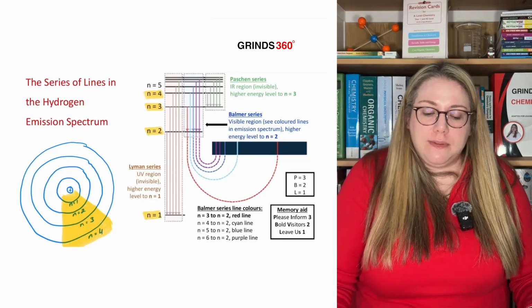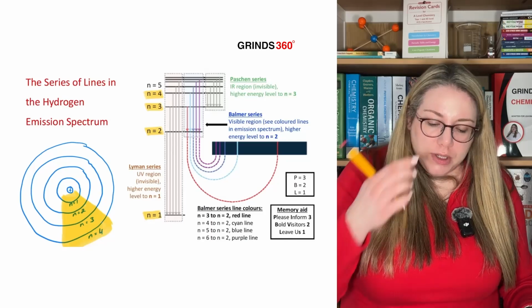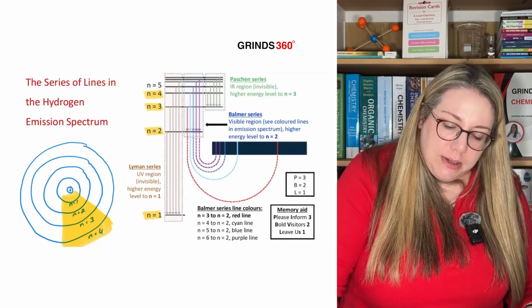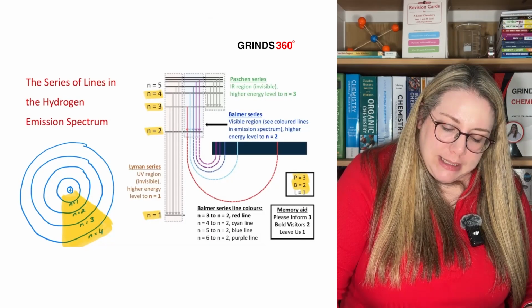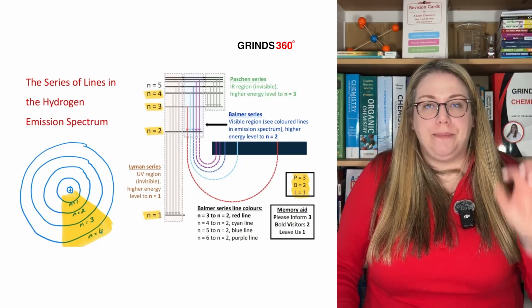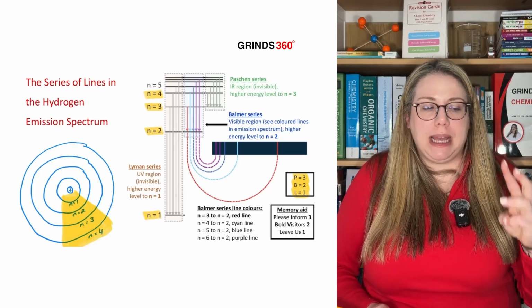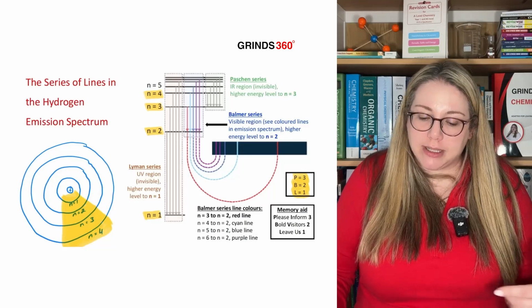Right, the most important information from this. If you go over to the right hand side, see where it says P is equal to 3, B is equal to 2, and L is equal to 1. That's what you need. So P, B, L, 3, 2, 1. That's how I remember it.